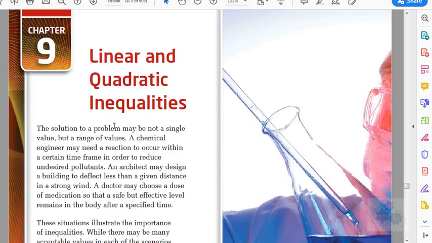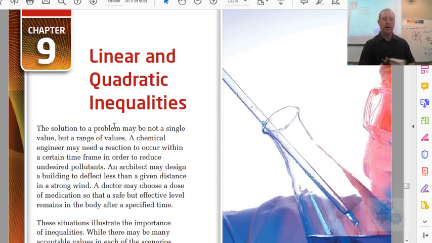So this is the Pre-calculus 20 McGraw-Hill Ryerson, Pre-calculus 11 textbook right here. We are entering into chapter 9, so this is section 9.1. We've been talking about, in chapter 8, solutions to systems of equations.